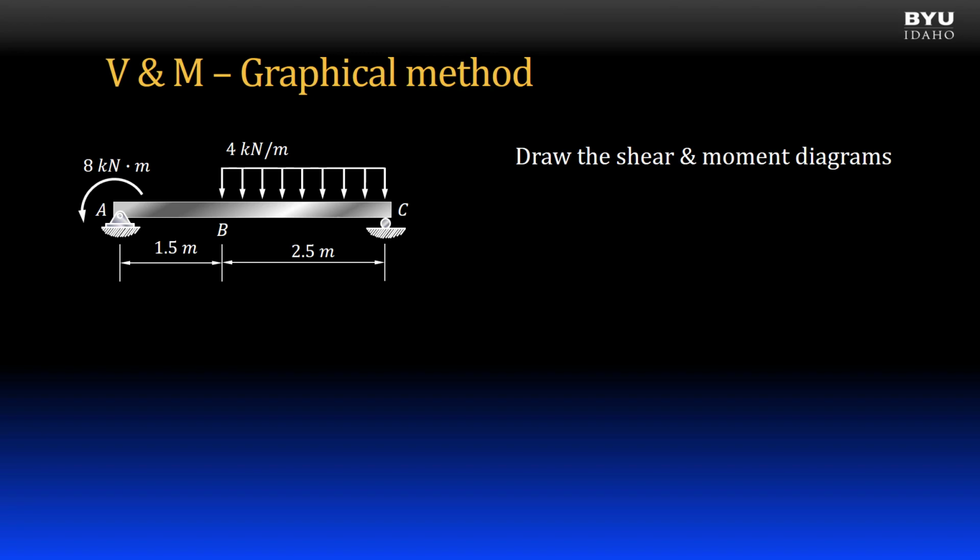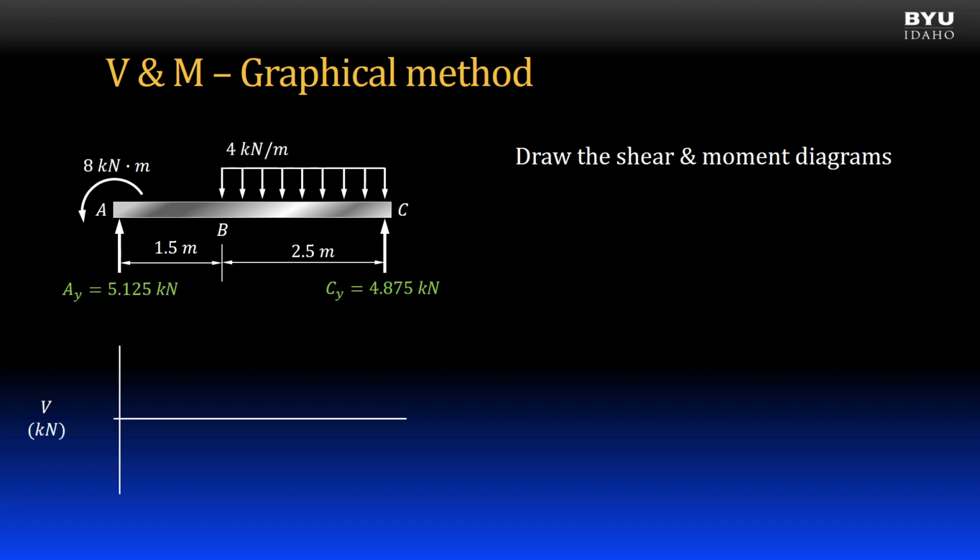Let's draw the shear and moment diagrams for the beam shown. The first step is to find the support reactions. Here they are. Now I set up my coordinate system for the shear diagram. The units are the force units for the problem, in this case kilonewtons. My length units will be in meters. I know interesting things will happen in my diagram at points B and C. C is the end of the diagram, and B is a point of discontinuity.